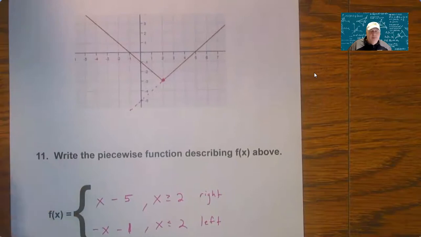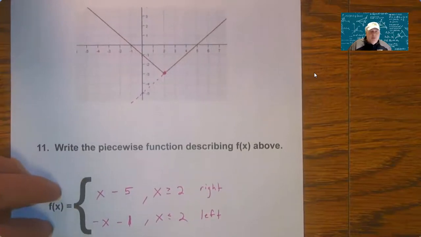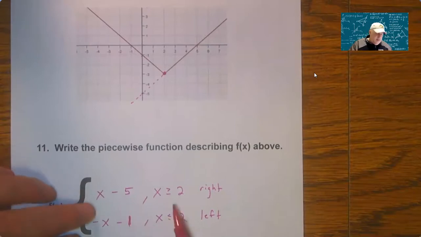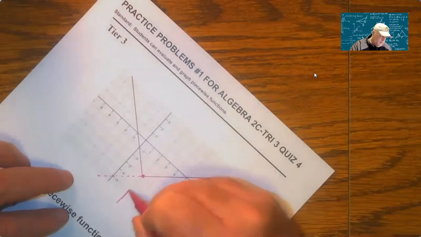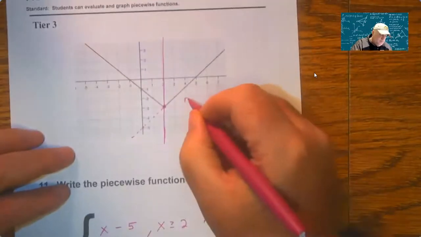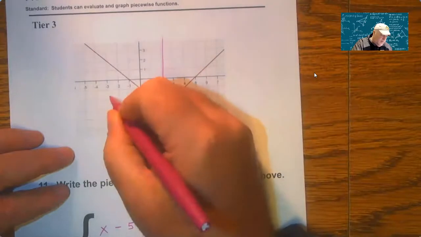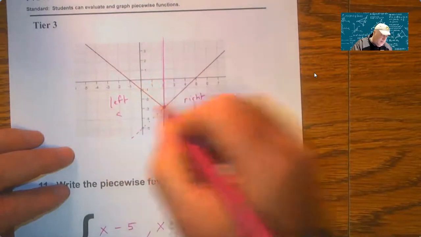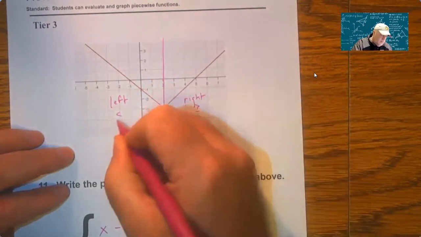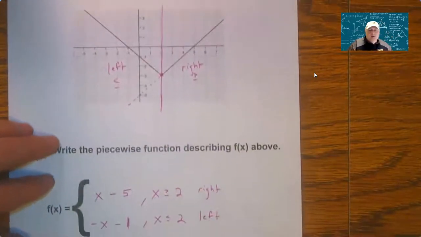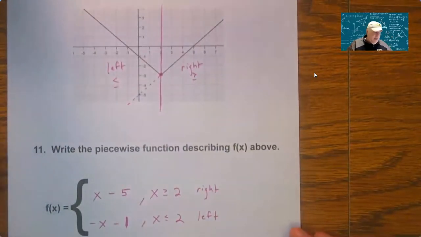Get the y-intercepts, and then make sure you're putting the right one with the right one. So the x minus 5 has to go here, this is to the right. And then this is to the left, which is less than. There, that's a good way to think about it. All right, so these are the solutions for the first practice quiz and for quiz 4 in Algebra 2C.